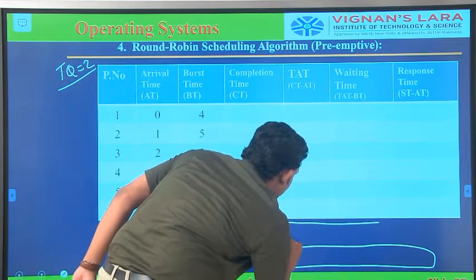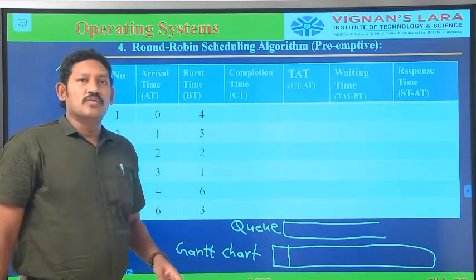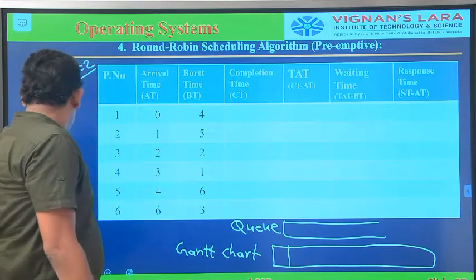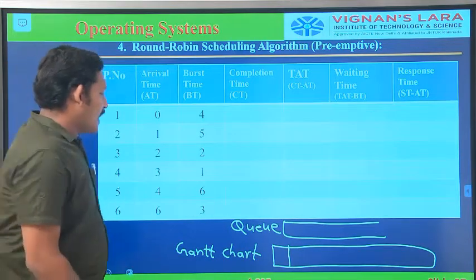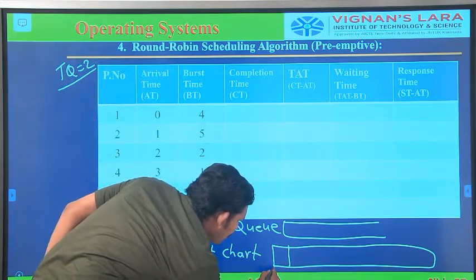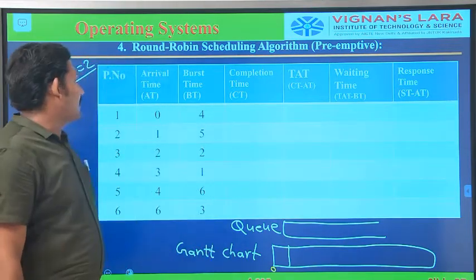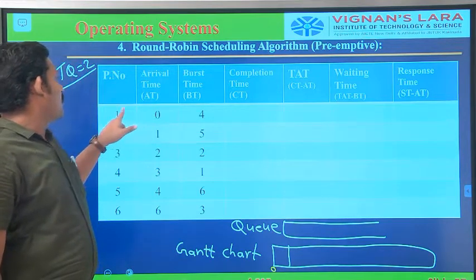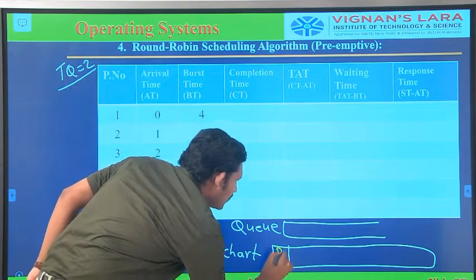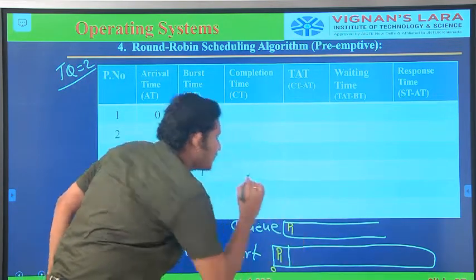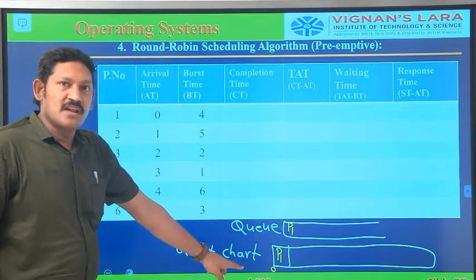we'll have the queue. We have to draw the queue. So first, at time interval 0, what are the processes available? At time interval 0, the only process available is P1. Process P1 is available at time interval 0.